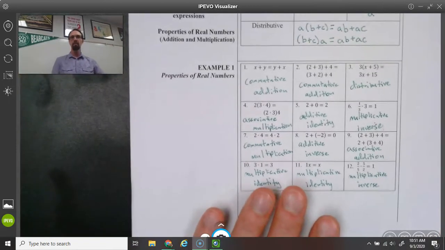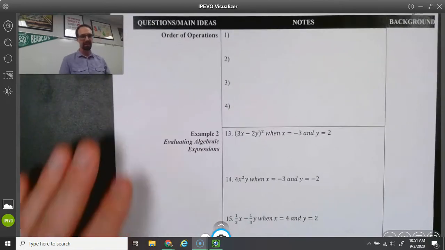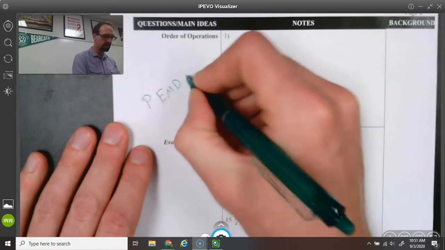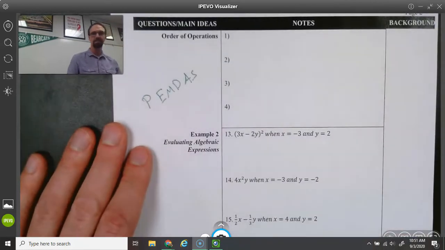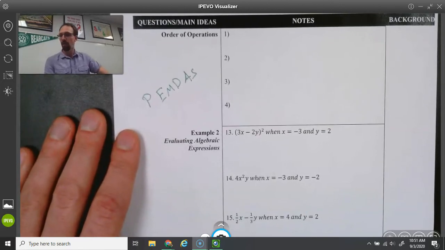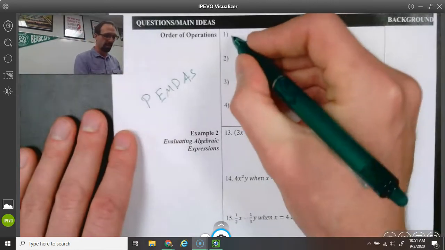Now, whenever we're going through and solving with these, we have what's called the order of operations. You probably remember some fancy acronym or saying, like PEMDAS. I learned please excuse my dear Aunt Sally. And this just tells us the order that we need to go through and solve.